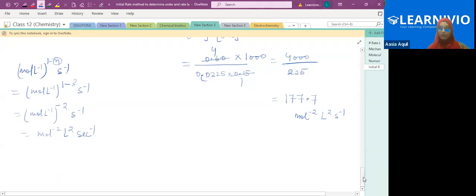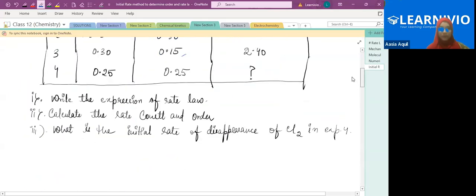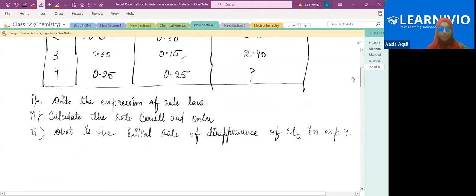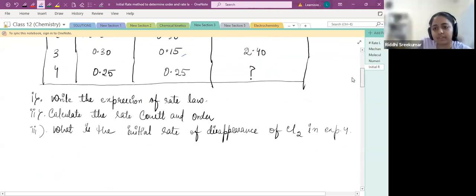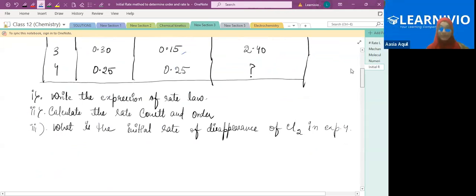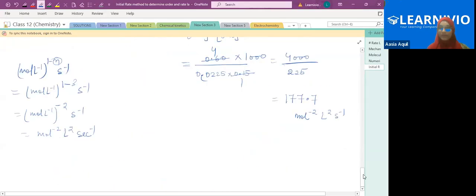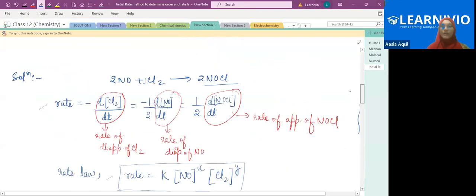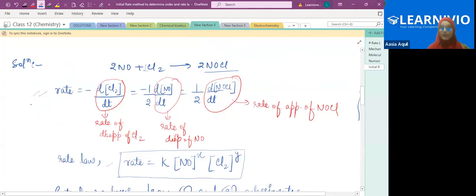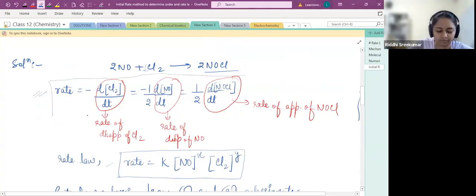Okay, what was the third question? Third question. So we have written the expression for the fourth experiment. We have to calculate the rate of disappearance or rate of reaction for the fourth experiment. Now we have to use this one, right?